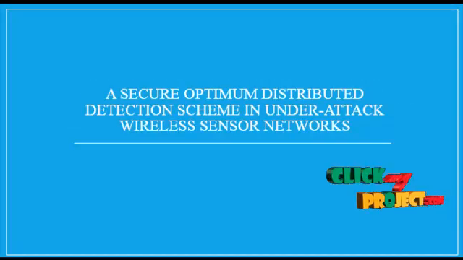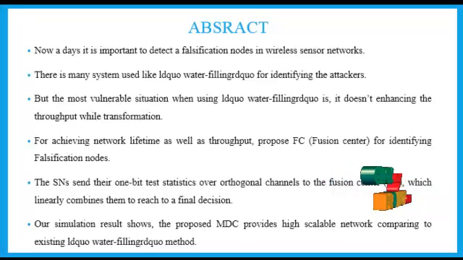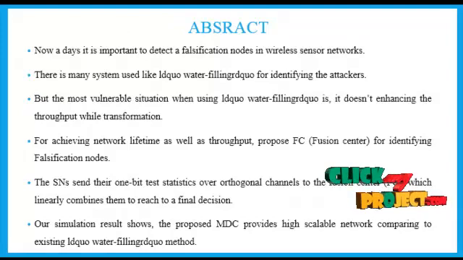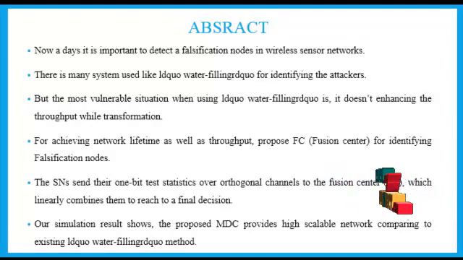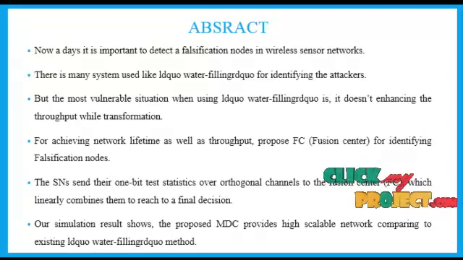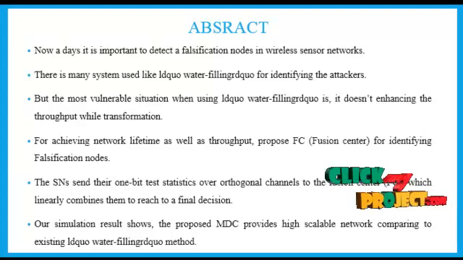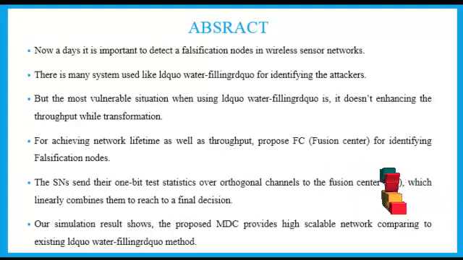Our project title is a secure optimum distributed detection scheme in under attack wireless sensor networks. Abstract. We address the problem of centralized detection of a binary event in the presence of a beta fraction of falsification sensor nodes that are controlled by an attacker, in spatially uncorrelated distributed wireless sensor networks. The falsification sensor nodes send the 1-bit test statistic over orthogonal channels to the fusion center, which linearly combines them to reach a final decision.